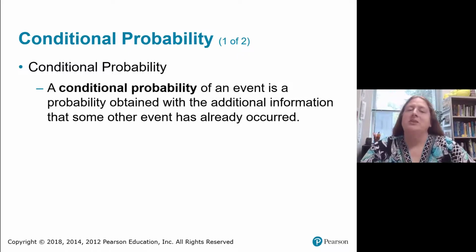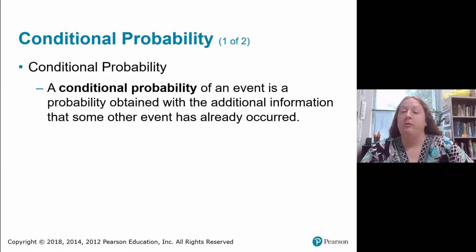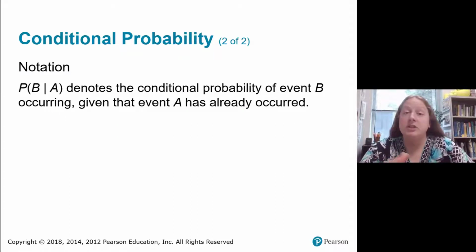Right. So conditional probability, on to our second thing that we're going to talk about today. A conditional probability of an event is a probability obtained with the additional information that some other event has already occurred. Now we saw this with the multiplication rule, where we needed to find the probability of B taking into account that A had already occurred.